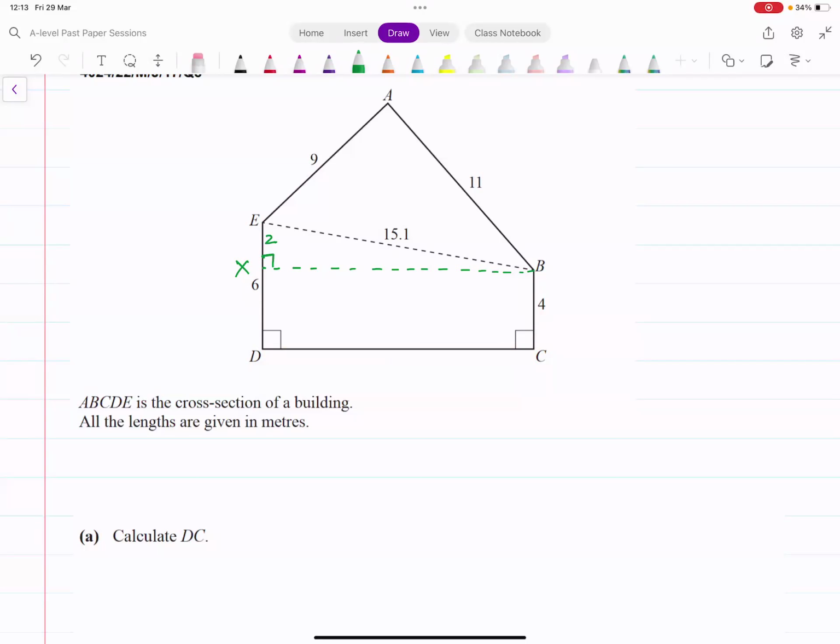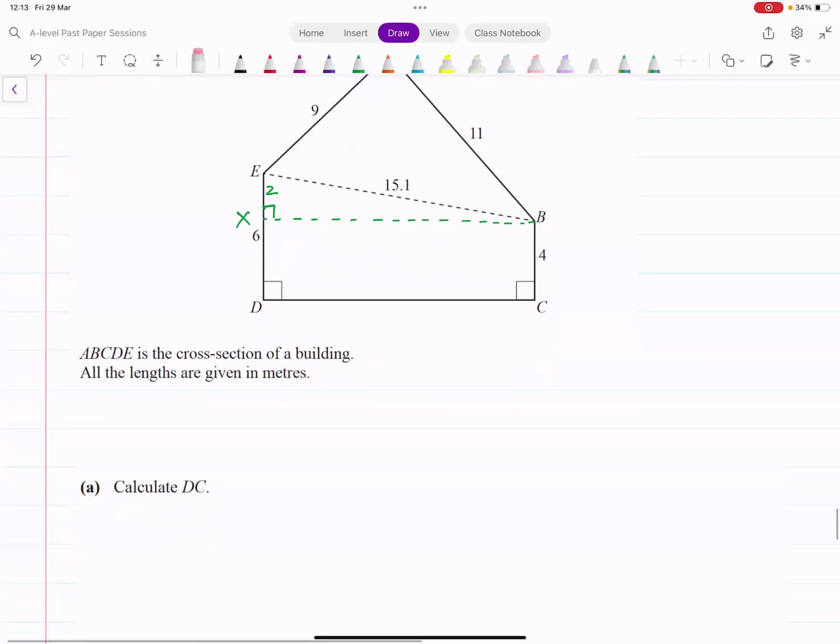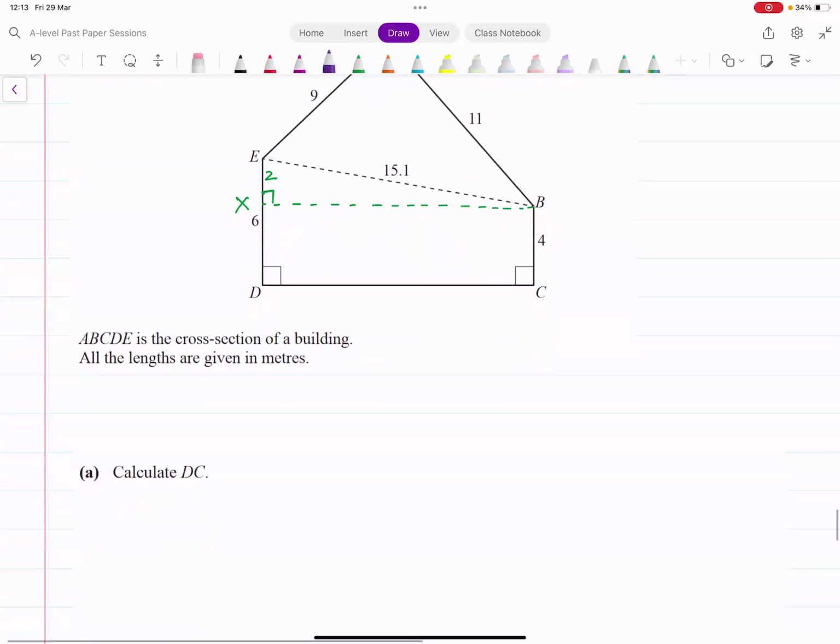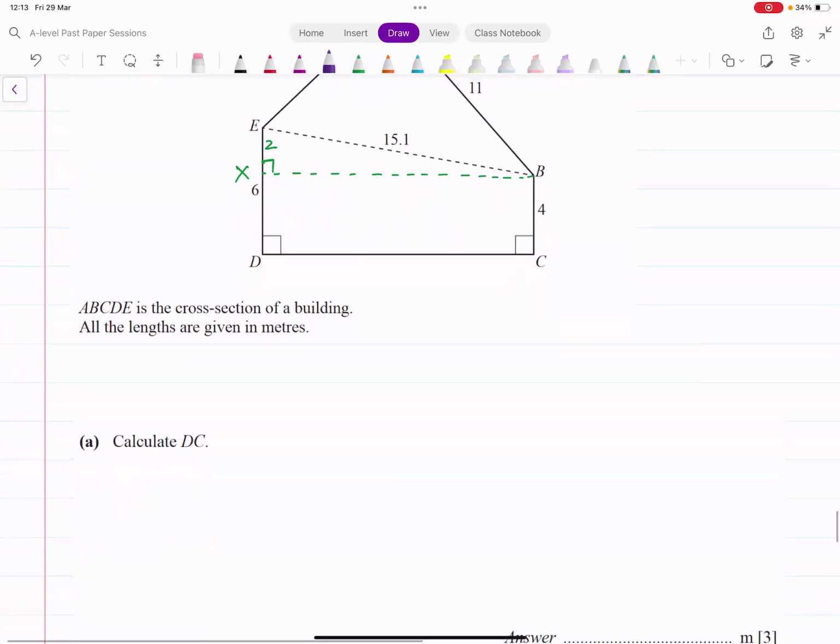Okay. Now, using these two sides, we can find the length XB, and that's going to be the same as the length DC. So let's find XB first of all. Using Pythagoras, we can say XB squared plus 2 squared equals 15.1 squared. And that can give us the value of XB. Let's see what that turns out to be. 15.1 squared minus 2 squared, square root of that, that's giving me 14.97.